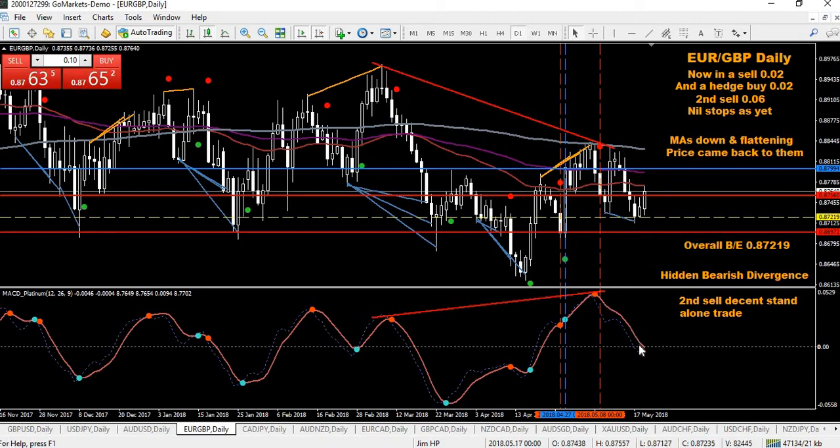And to me, there was no reason to close it out anyway, because MACD is still heading down. It looks like it's turning now with the candle going up, so I might be taking another hedge buy and looking for another sell. We'll just see how it goes. But yeah, it's a bit of an ugly chart, the old euro pound sometimes. So we're in 3 trades there.